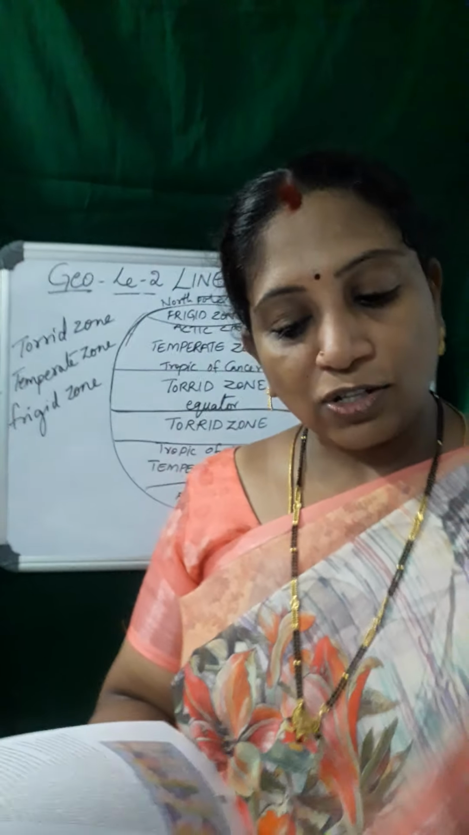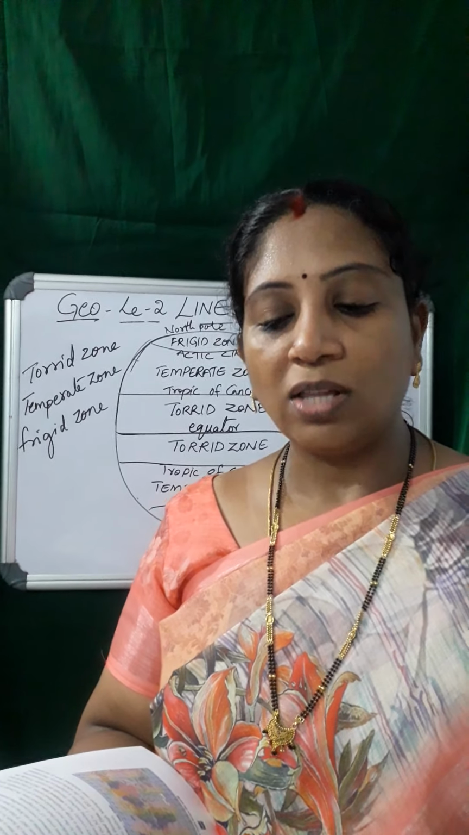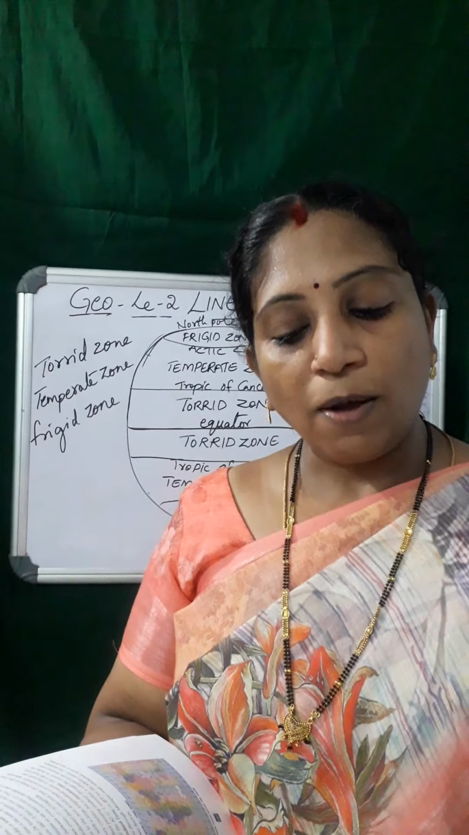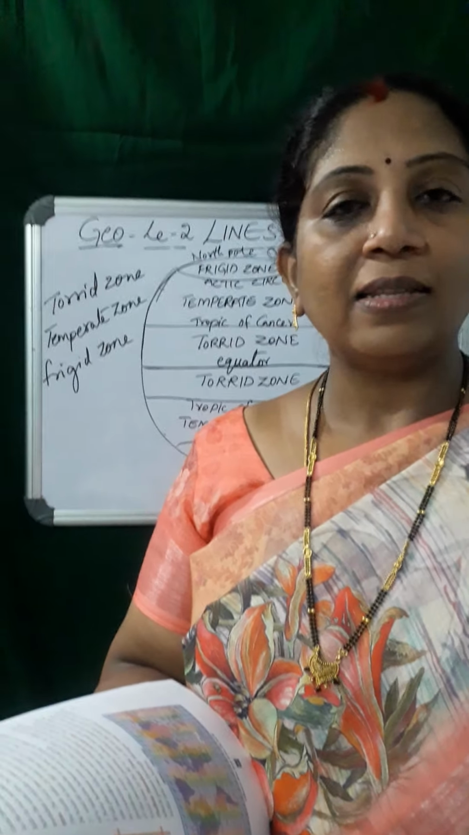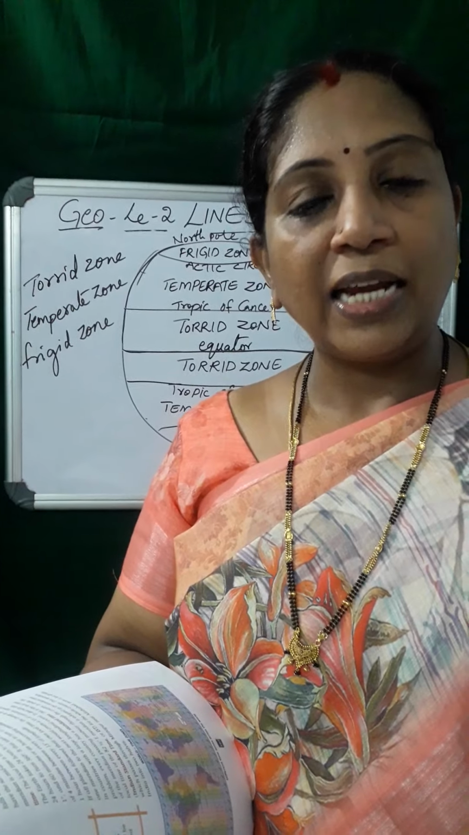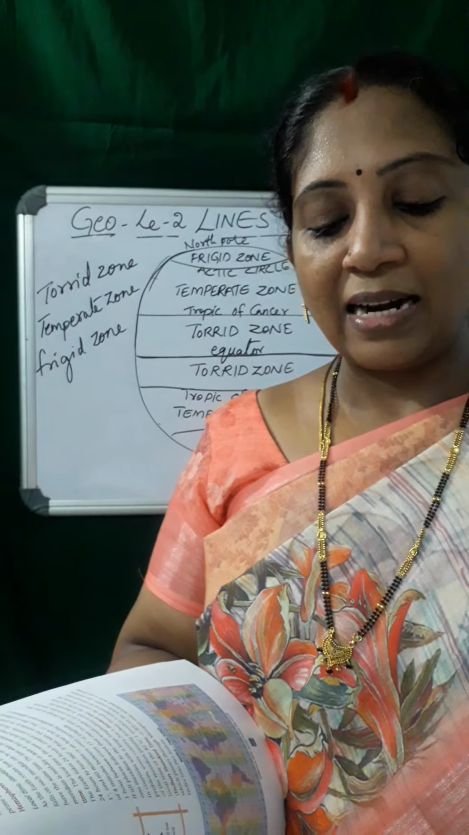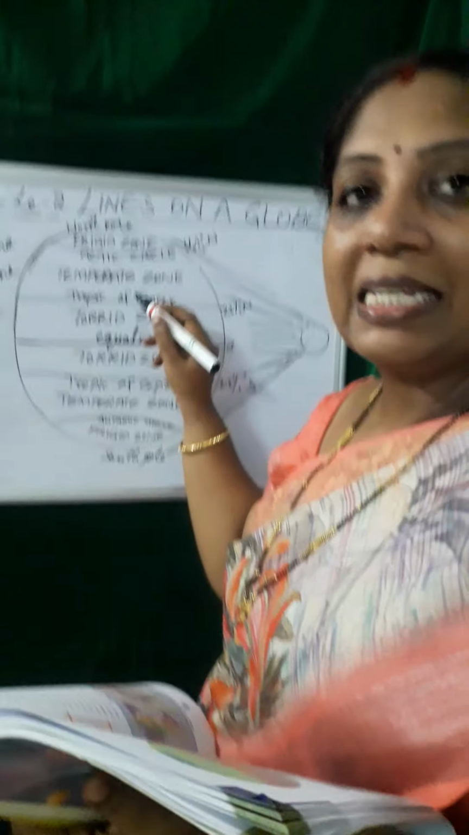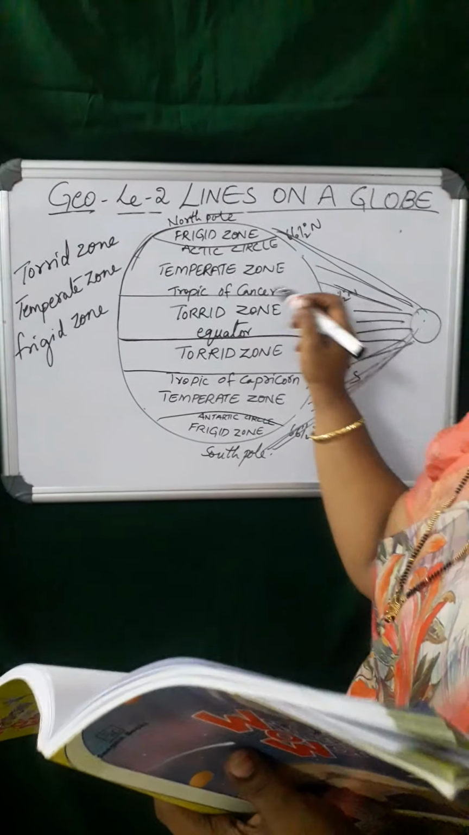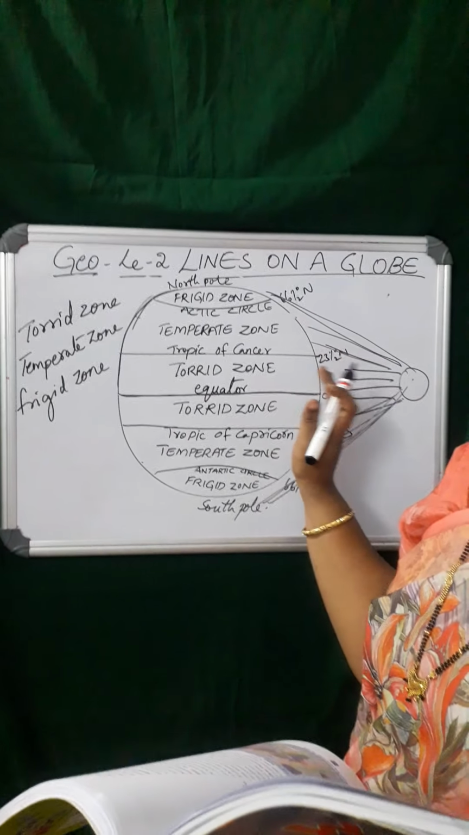Next, about the temperate zone. The regions lying between the Tropic of Cancer and the Arctic Circle in the northern hemisphere, and between the Tropic of Capricorn and the Antarctic Circle in the southern hemisphere, are called the temperate zone. As the midday sun does not shine directly over the places lying beyond the tropics, these regions receive slanting rays and are thus moderately heated. I told you, children, the sun's rays are slanting, so they experience a moderate temperature.